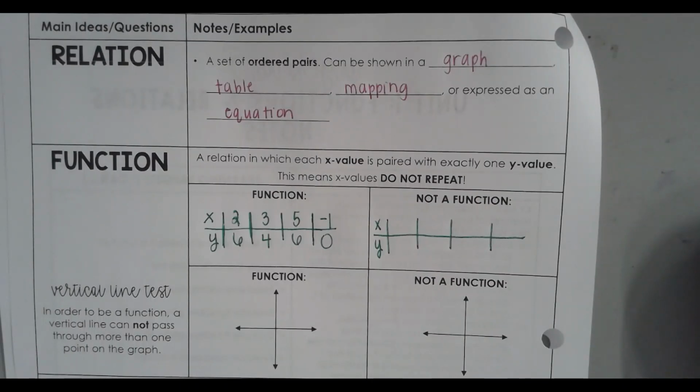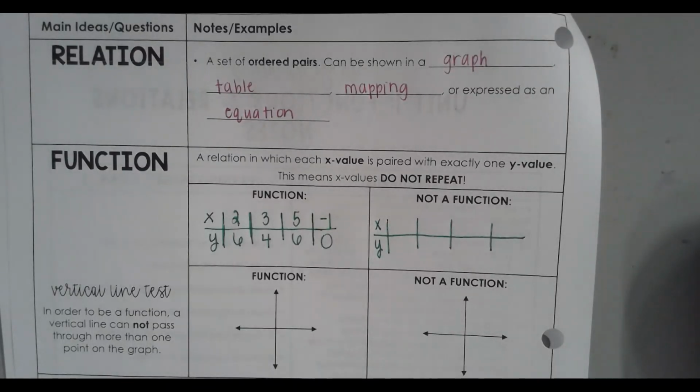Who wants to tell me what you changed to make it not a function? Anybody? Get my cards out. Yes. Is the x and y the same? Do what now? Is the x and y the same? What specific numbers did you change? 2 and 6. What did you change about them? Made the y 2. So if you make the y a 2, we have the same x and y value.